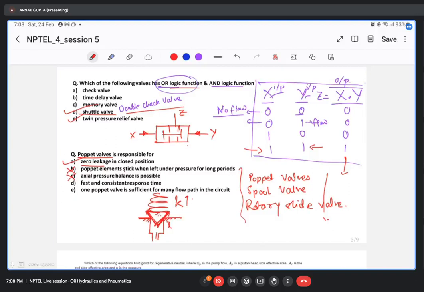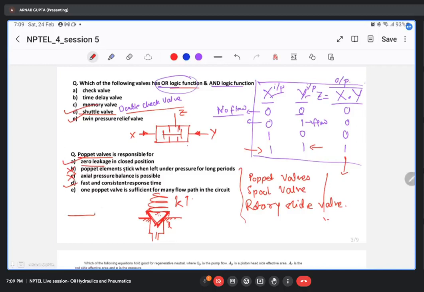Next, fast and consistent response time. Yes, this is also true. Approximately 10 to 15 millisecond is the response time. Response time is basically the time gap between the operator pressing the switch or actuating it and the response, that is the flow. So that gap is basically called the response time.